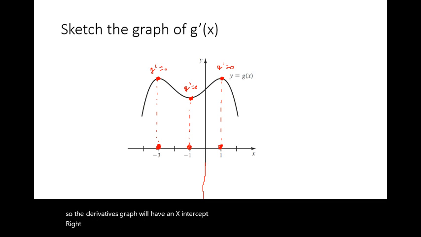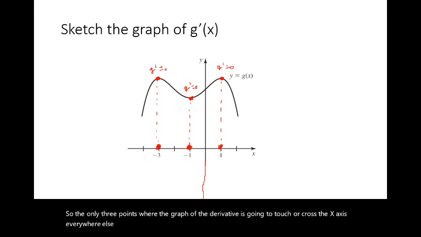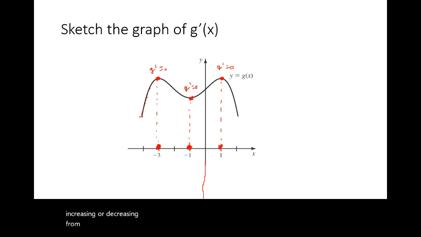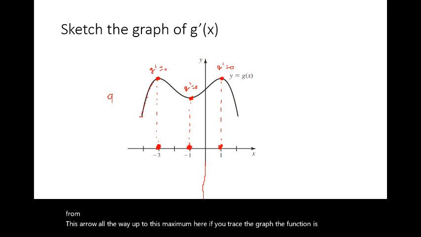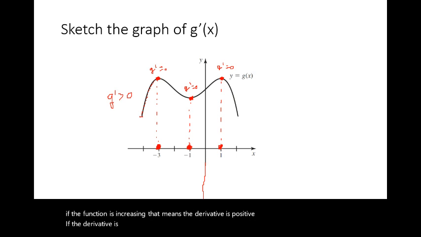So these are the only 3 points where the graph of the derivative is going to touch or cross the x-axis. Everywhere else, the derivative's graph will either be above the x-axis or below the x-axis. Whether it's above or below the x-axis will depend on whether the original function is increasing or decreasing. So from this arrow all the way up to this maximum here, if you trace the graph, the function is increasing. If the function is increasing, that means the derivative is positive.